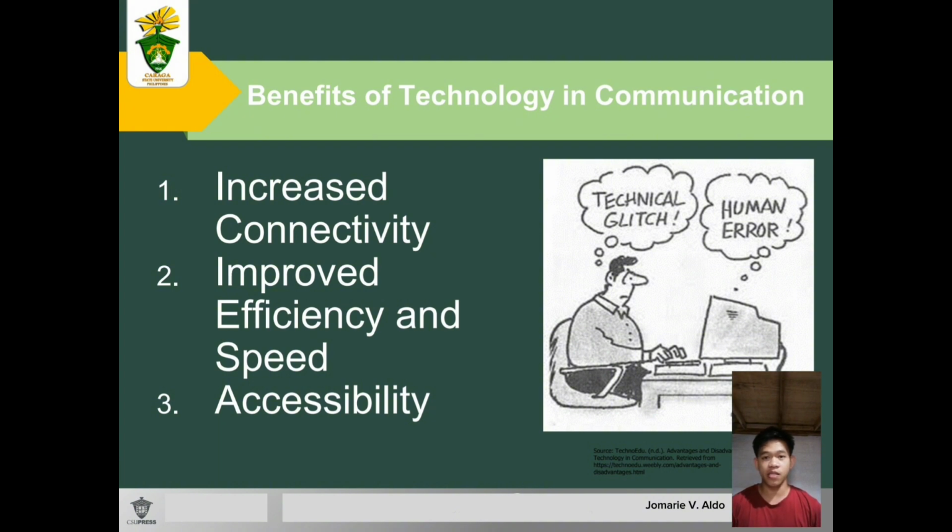Last is accessibility. Technology provides communication tools that help individuals with disabilities, such as speech-to-text software and video calls, making communication more inclusive. Communication tools are more accessible now, even to those with disabilities. For example, voice-to-text and screen readers help people with visual or motor impairments stay connected.